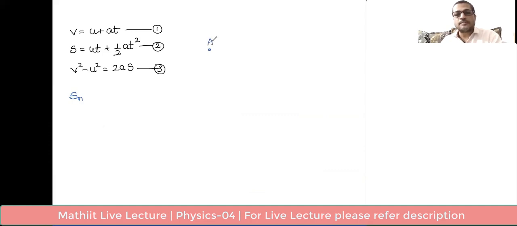Suppose you are moving from a station A to a station B, or a city A to city B. Suppose it takes 10 hours to cover this total distance. So this will be the first hour, second hour, third hour, fourth, fifth, sixth, seventh, eighth, ninth, 10th. 1, 2, 3, 4, 5, 6, 7, 8, 9, 10. So there is one dot extra.